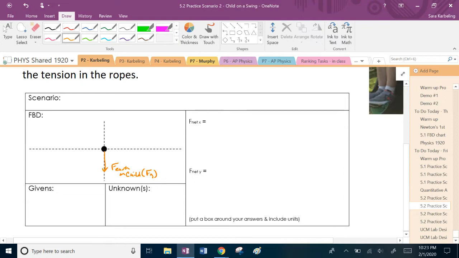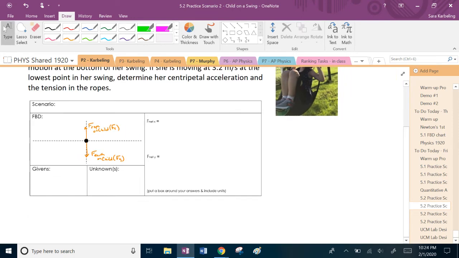And then there also is a force pushing up, right? And that is the force of tension. That's the force of the rope or the force of the chains or whatever you want to call it. So I'm going to call it the force of the rope on the child, and that is FT, okay? At this point, at the very bottom of her swing, there is nothing pushing her to the right or left. We're assuming, as we always do, no air resistance, okay? And we've got just those two forces acting. We'll go ahead and write our F-net equations down in just a moment.